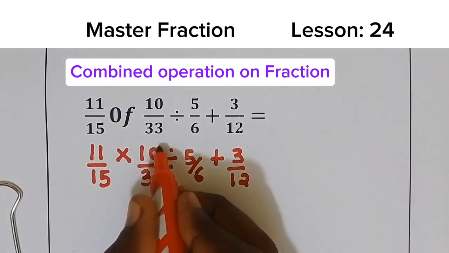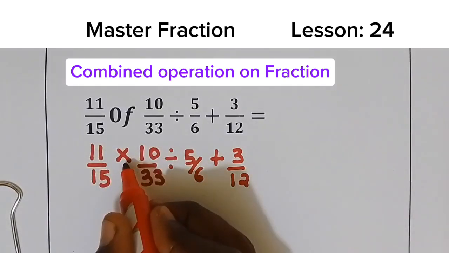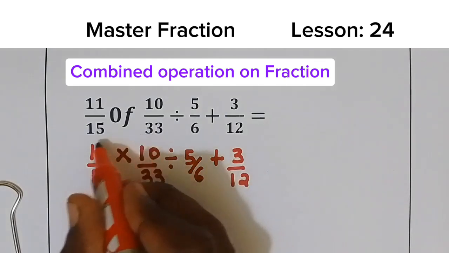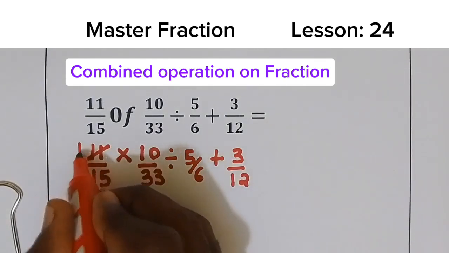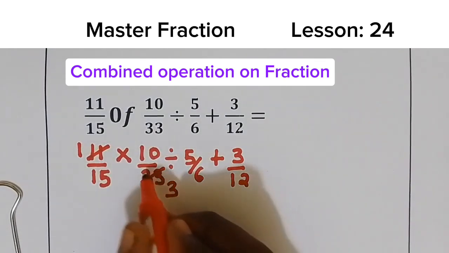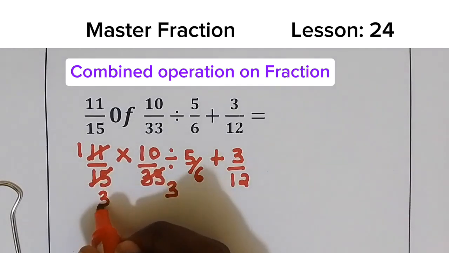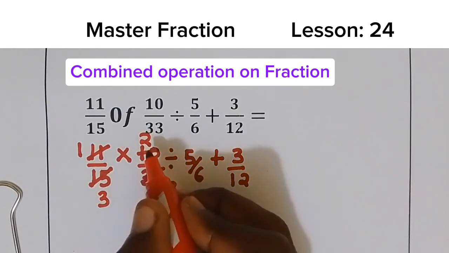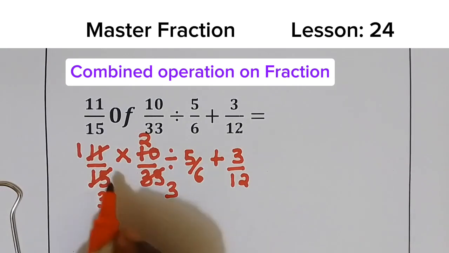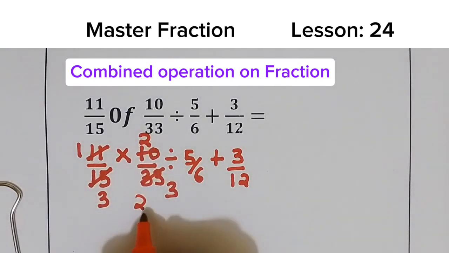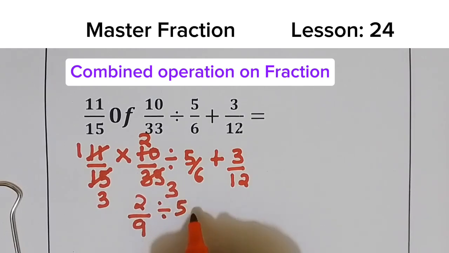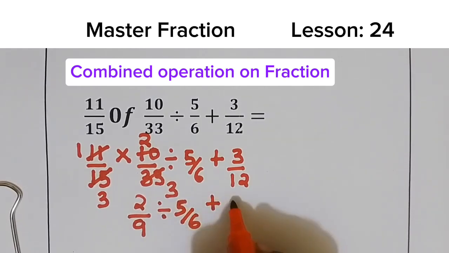Still, I have to work on the place where there was of, which means multiplication. So let's see if we can simplify here. By 11, 1. By 11, 3. By 5, 3. By 5, we get 2. Let us go ahead and multiply. 1 multiplied by 2, we get 2 over 3 multiplied by 3, we get 9. Then we are going to drop the rest. That is divided by 5 over 6 plus 3 over 12.